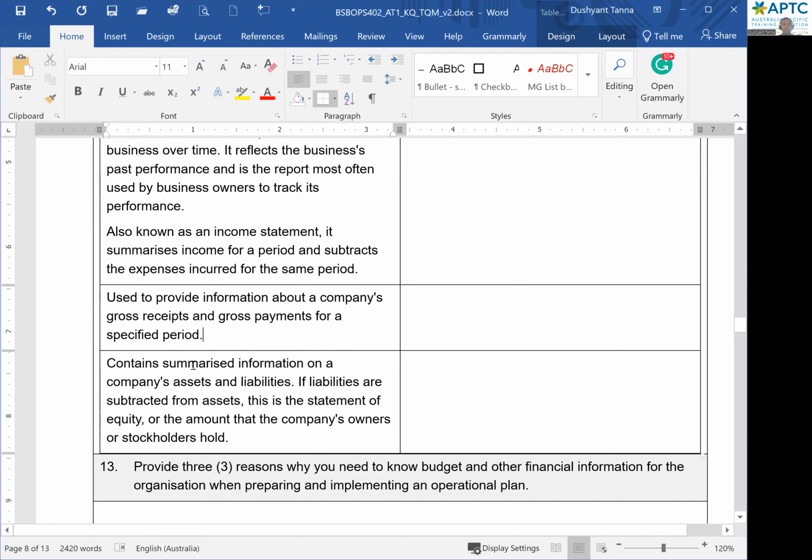And the last one, contains summarized information on a company's assets and liabilities. If the liabilities are subtracted from the assets, this statement shows the equity, or the amount the company's owner or stockholders hold. What is it called? Three on three. Great. Great job. Balance sheet.